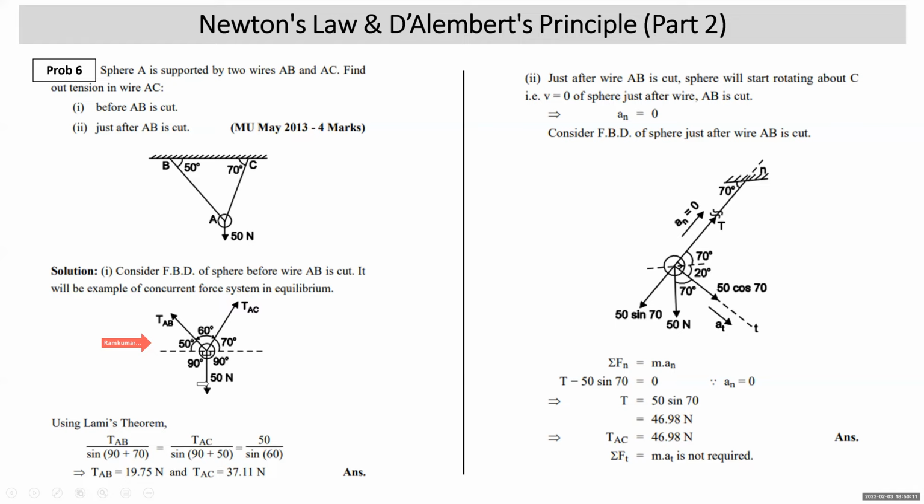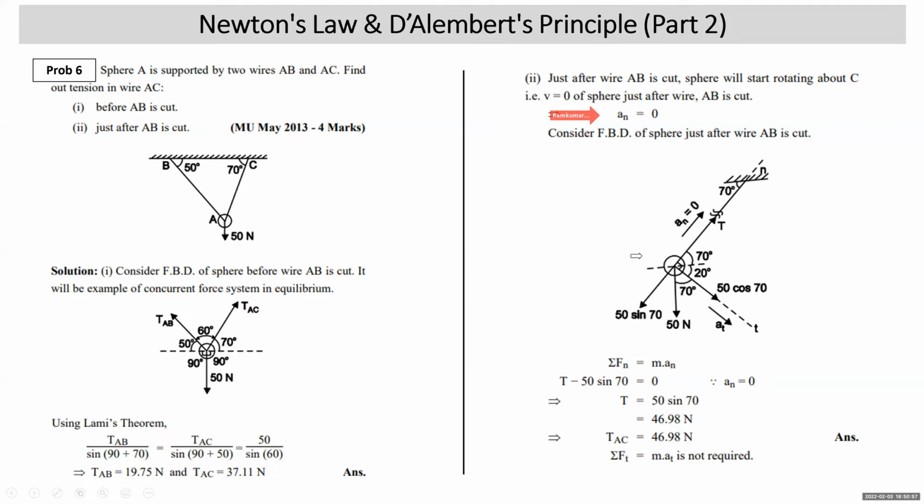Now, this is the statics part of the sum. Now, the second part, what he says, just after wire AB is cut. Students, pay attention. Just after wire AB is cut, the sphere will start rotating about C. As you know this string is cut, so this ball is attached to cable AC, so it will start rotating about C, and this will start rotating from rest. Rest means its initial velocity is zero. Just after the wire is cut, it starts rotating from rest. That means its initial velocity is zero. If the initial velocity at that instant is zero, the normal acceleration will also be zero. That means it is subjected to only tangential acceleration.